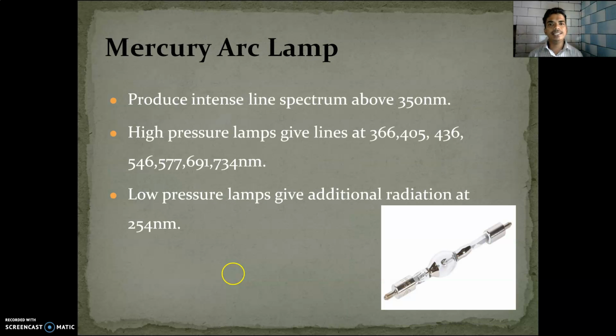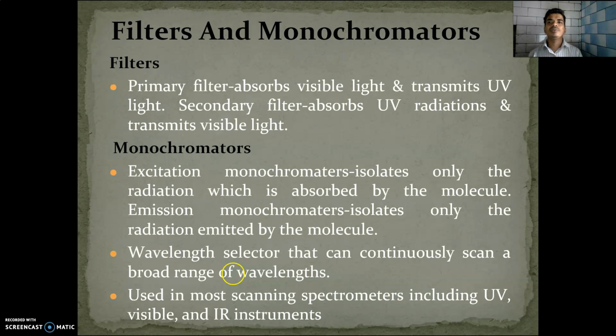Then the mercury arc lamp. It produces an intense line spectrum at about 350, but a higher pressure lamp gives lines at 366 and 440. So the mercury arc mostly gives monochromatic radiation. Lower pressure lamps give additional radiation at 254. So this range is occupied by the near visible region. Combining these, we use them in UV-visible analysis.